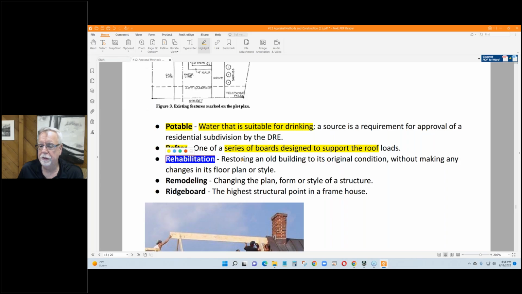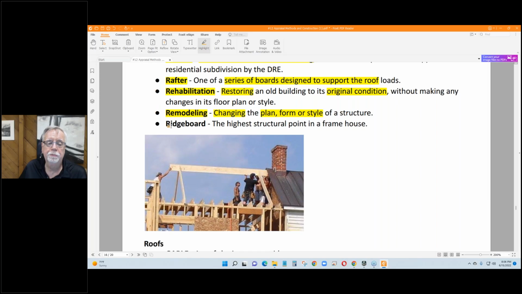Rehabilitation restores buildings to original condition, and remodeling is changing the plan, form, or style. So if you have an old Victorian and you rehabilitate it, it means you have original kitchens, Wedgwood stoves and things like that. You know, the shower is a bathtub with one of those things, and the plastic that goes around. Remodeling means you tear out the kitchen, put in a new kitchen, tear out the bathrooms, put in a new bathroom. And the ridge board is the highest structural point in a frame house.